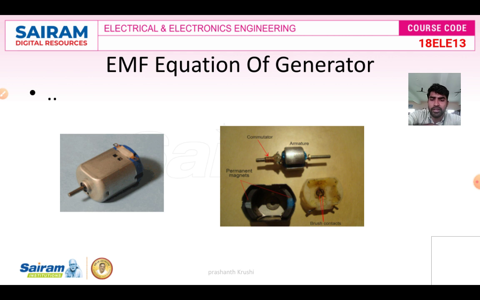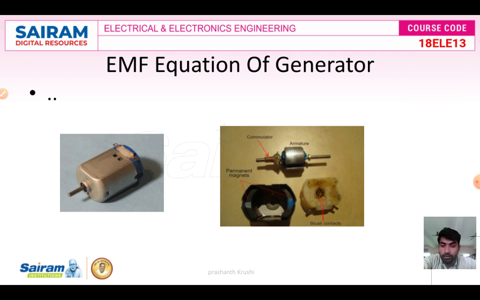Before getting into that, in our childhood days we used to have this type of motor. Some are permanent magnet DC motors. This is the commutator, this one is an armature, this one is the brush contacts, and the permanent magnets are present.